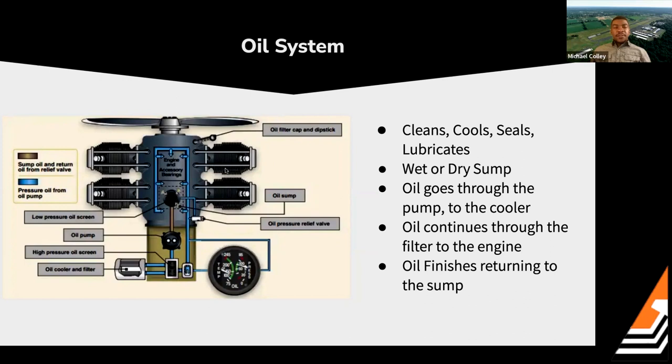Right here, we have the oil sump. That's where we store the oil. It goes to the oil pump. The oil pump sends it to an oil cooler and a filter, right? That filters it out for any contaminants or dirt or debris in the engine. That runs through a valve, which sends it to your oil temperature and oil pressure gauge, which is what you see in the aircraft, and it just loops around the system.